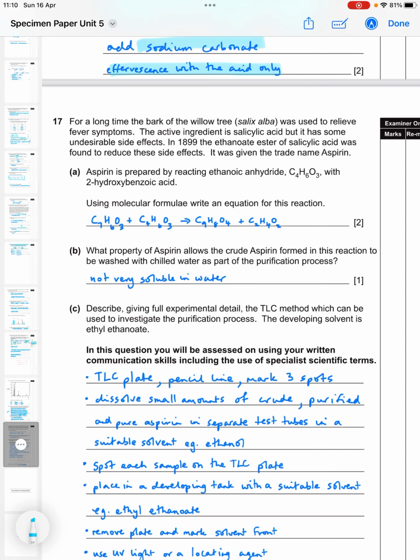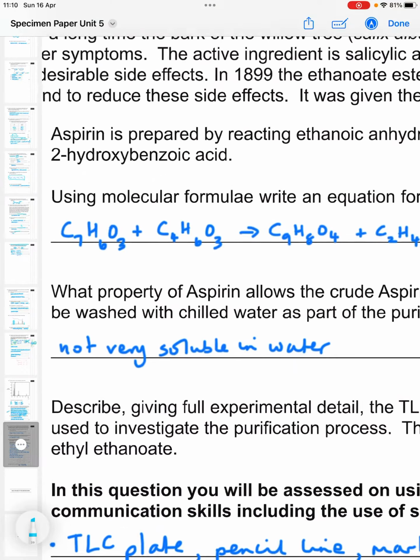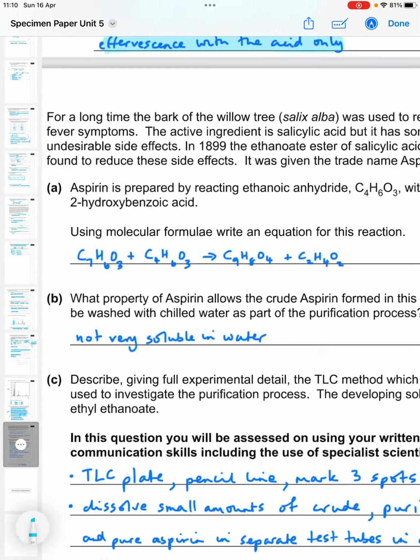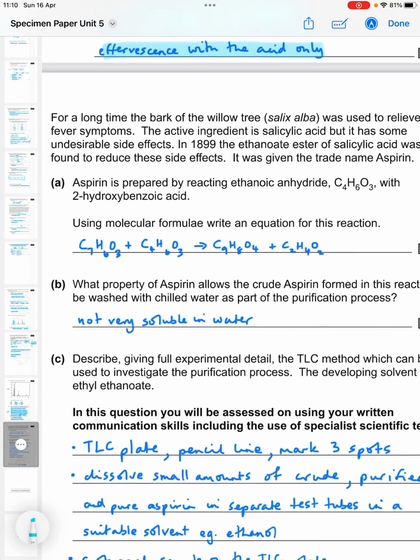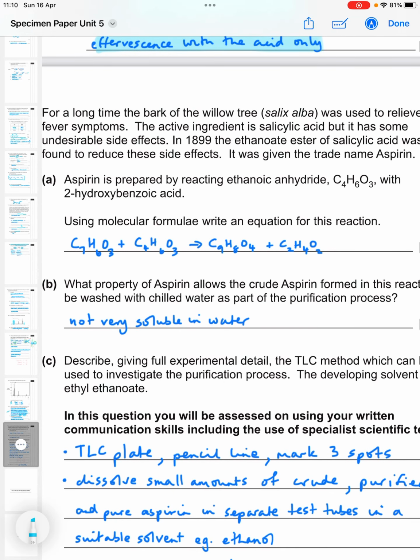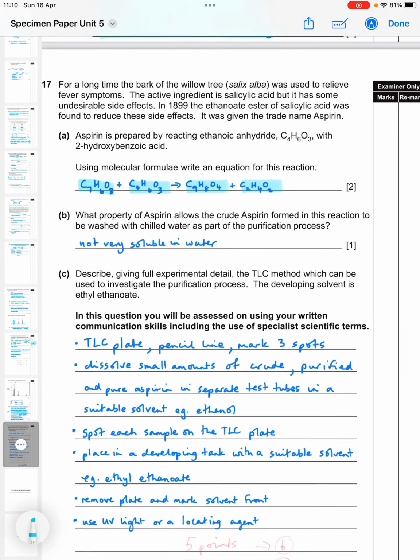So Aspirin is prepared by reacting ethanoic anhydride, C4H6O3, with 2-hydroxybenzoic acid. Use molecular formulae and write an equation for this reaction. So we have our C7H6O3 plus C4H6O3 gives us C9H8O4 and C2H4O2.